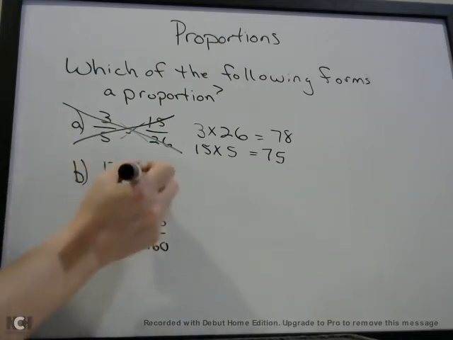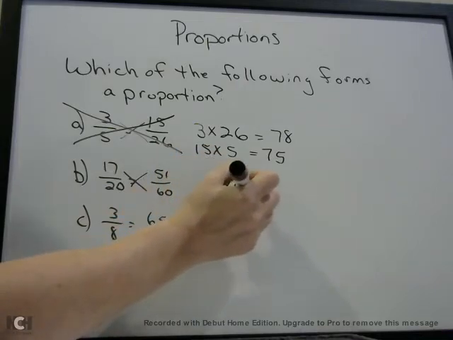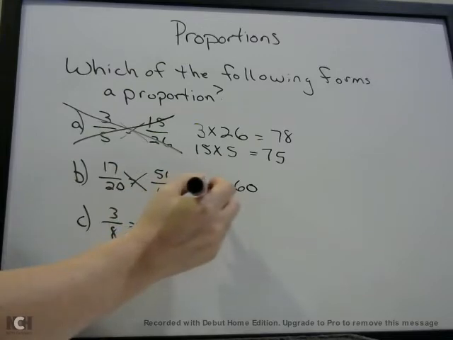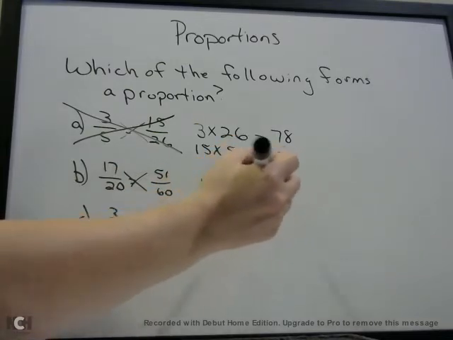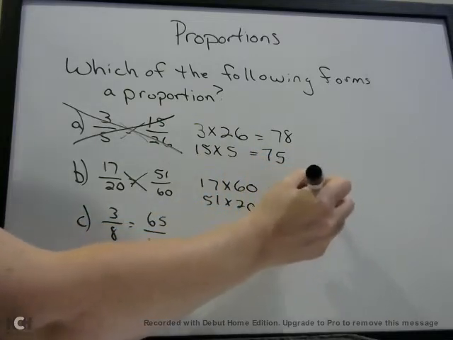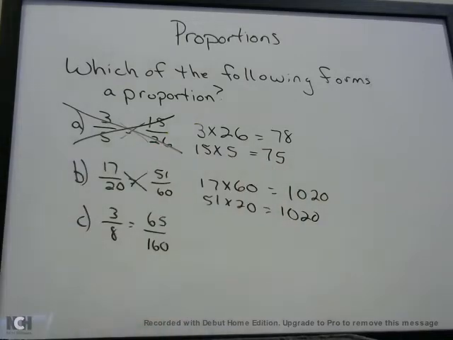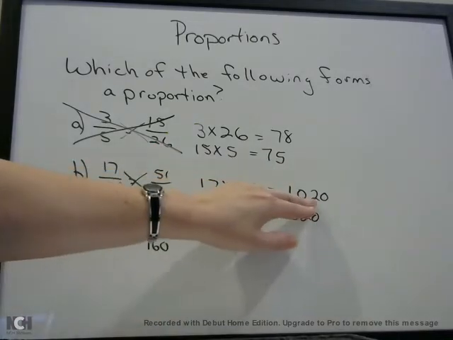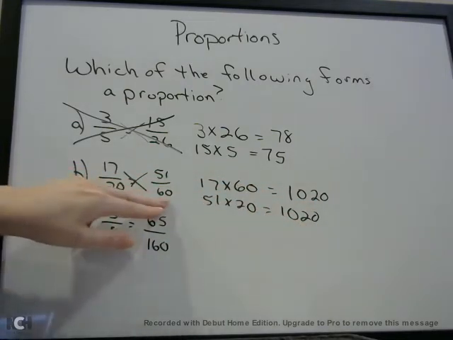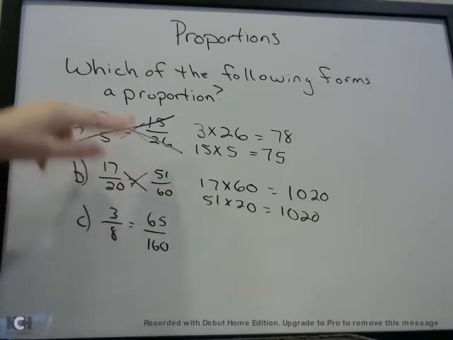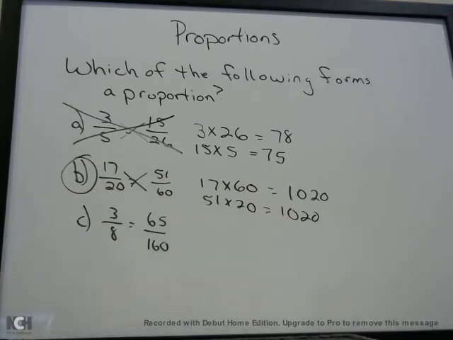Again, we're going to do it by cross multiplication. 17 times 60 and 51 times 20. Well, 17 times 60 is 1020. 51 times 20 is 1020. So these two numbers are the same. We've got 1020 and 1020. Therefore, these two fractions are the same, and therefore they are equal, and therefore they form a proportion. So this is the right answer.